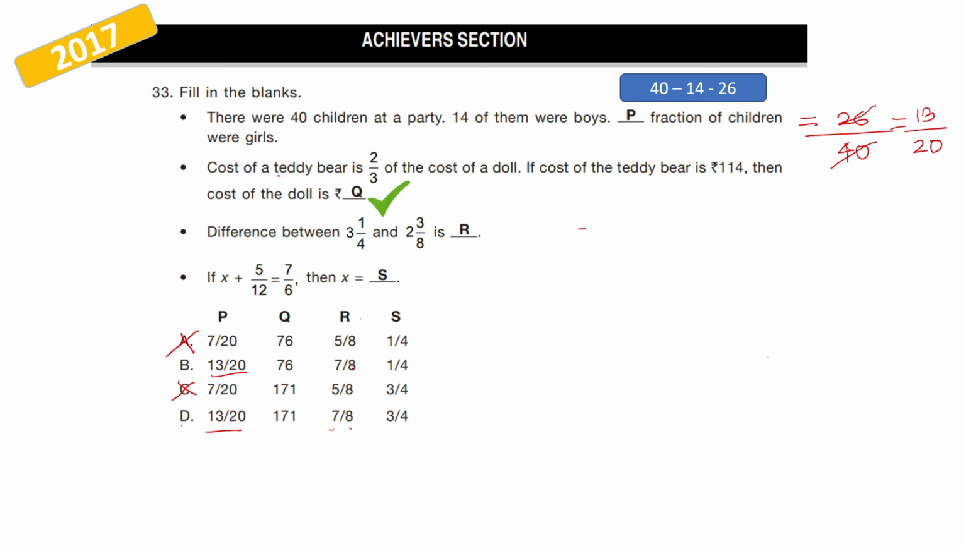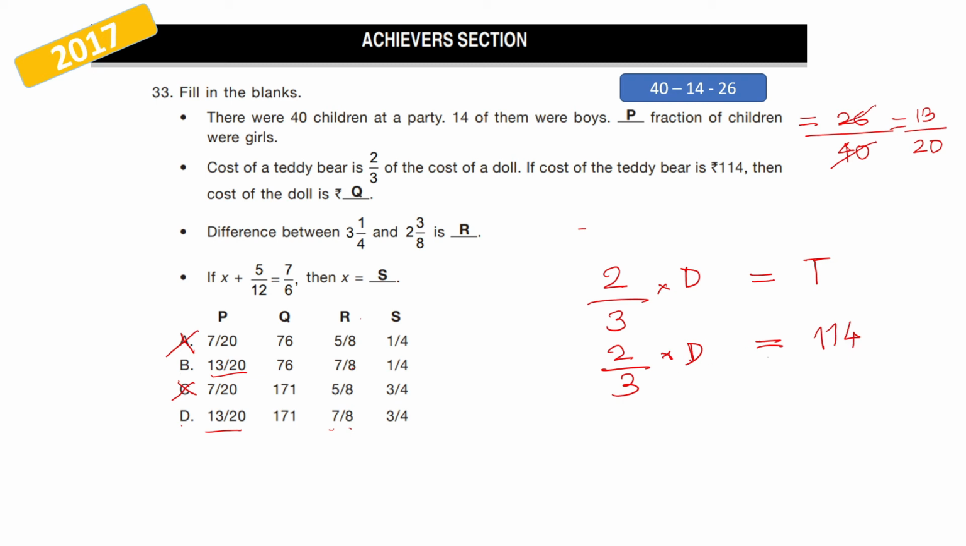Now Q says the cost of a teddy bear is 2 by 3 times the cost of a doll. So 2 by 3 times the cost of the doll is the cost of the teddy bear, and the cost of the teddy bear is 114. Then what is the cost of the doll? So that means 2 by 3 times the doll is equal to the teddy bear, which is 114.